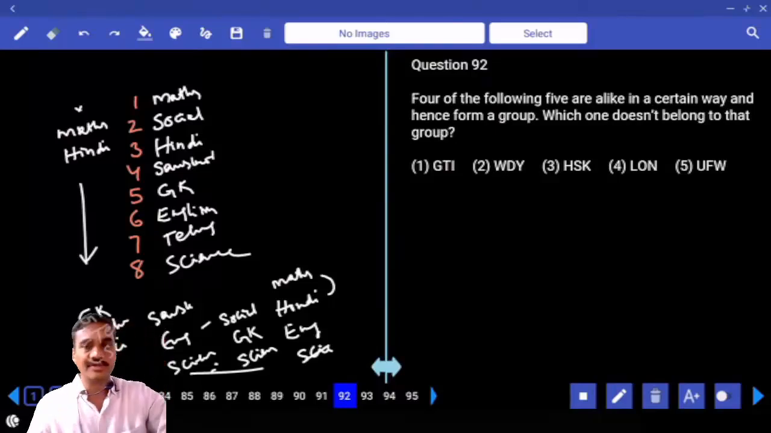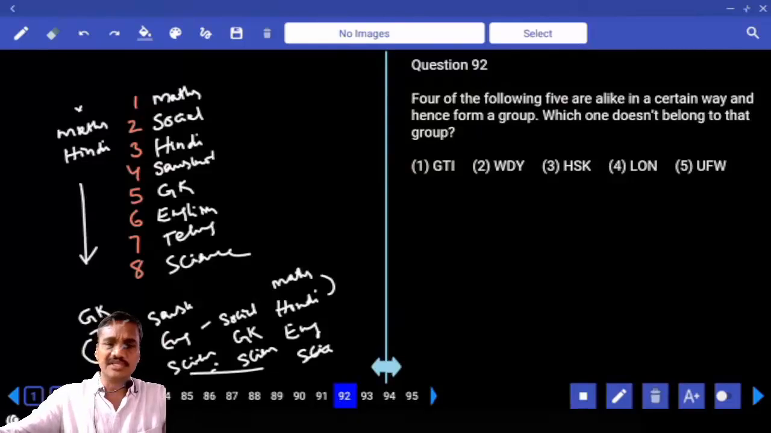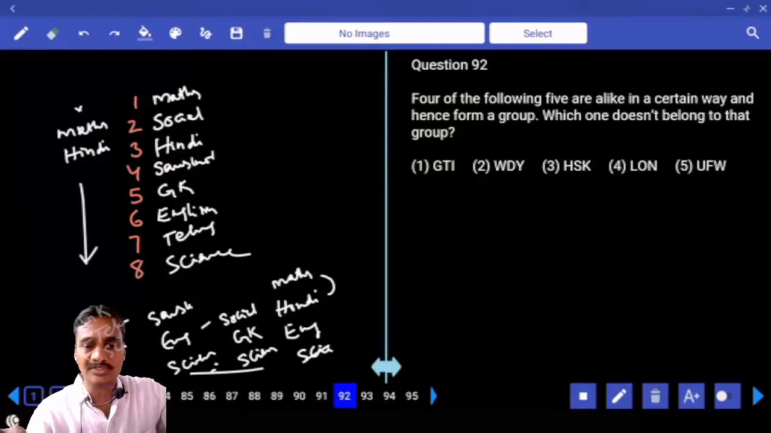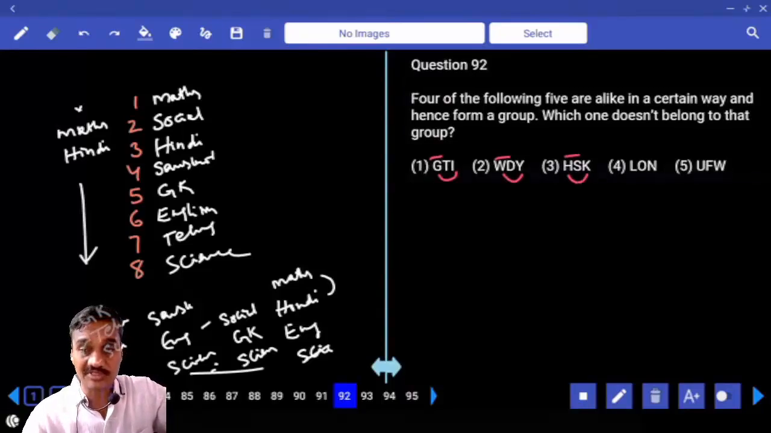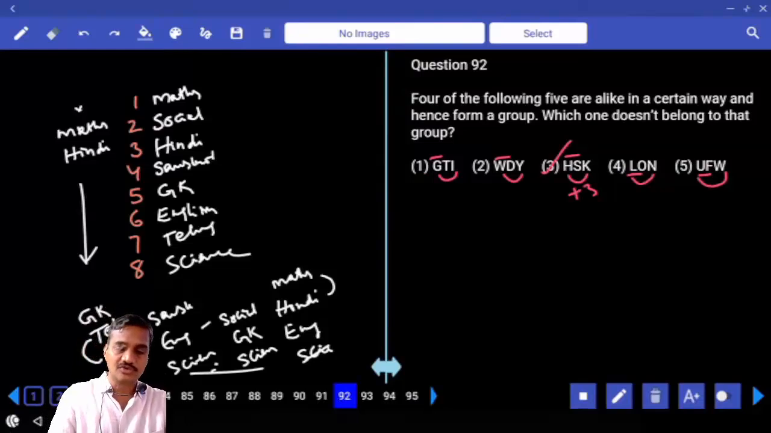Then 92, which of the following is the odd one out? G, T and I. Now G, T and I: G and T are opposite, G and I plus 2. W and D opposite, W plus 2. H and S opposite, H plus 3 is K, that is the odd one. L and O opposite, L and N plus 2. U and F, U plus 2. Answer choice 3, question number 92.